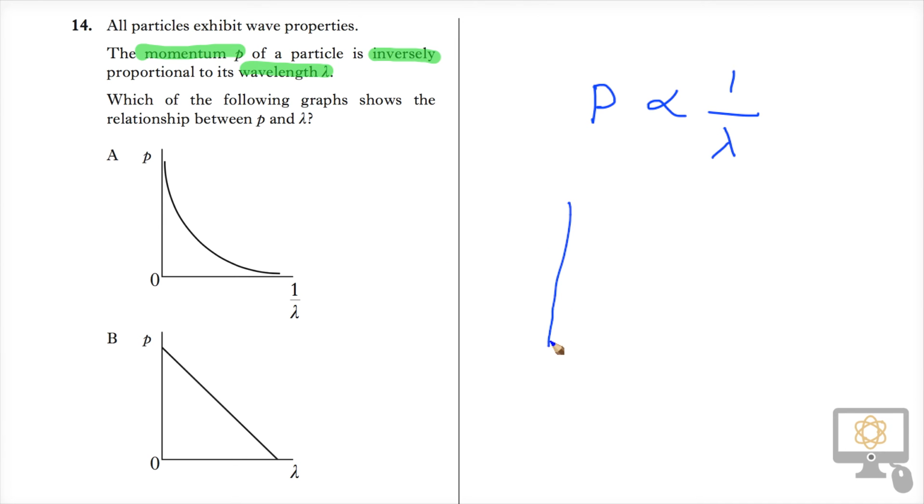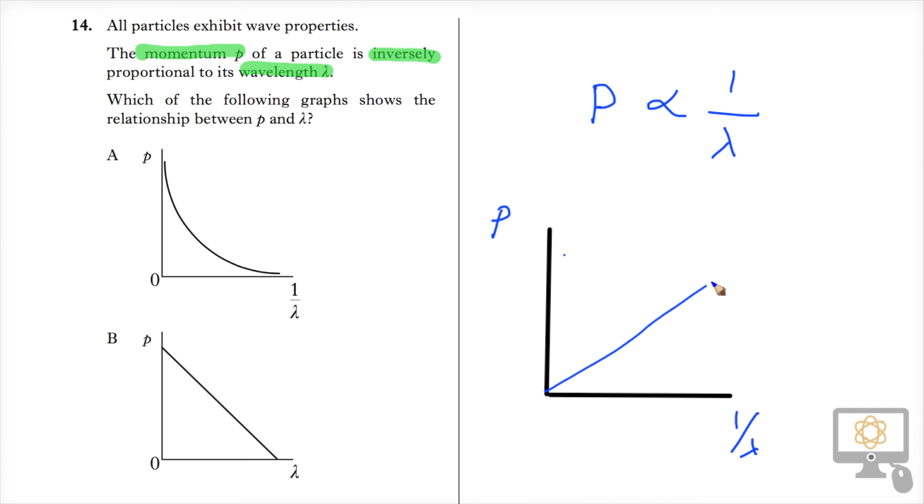Which would mean that if you want to show proportionality between these things, 1 over wavelength is proportional to P, then we would want a graph. Sorry, let me just try and do this straight. So I'll do some axes. There's first axis and there is a second axis, and this would be up here P and 1 over lambda. If they're directly proportional, we would write it like this, and we would draw our line, which would be a straight line through the origin.